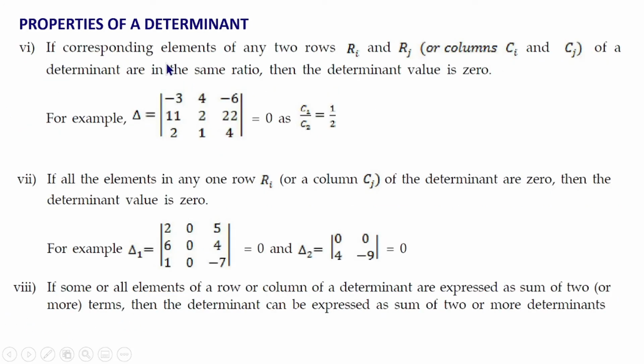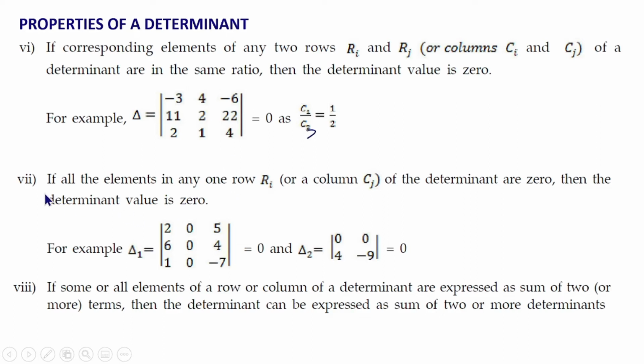Next we have, if corresponding elements of any two rows Ri and Rj or any two columns Ci and Cj of a determinant are in the same ratio, then the determinant value is 0. Say for example, if we consider this determinant: -3, 4, -6; 11, 2, 22; 2, 1, 4. Here we can see that the first column and the third column are proportional. That is, C1 by C3 is half: -3 by -6 is half, 11 by 22 is half and 2 by 4 is half. So the value of this determinant is 0.